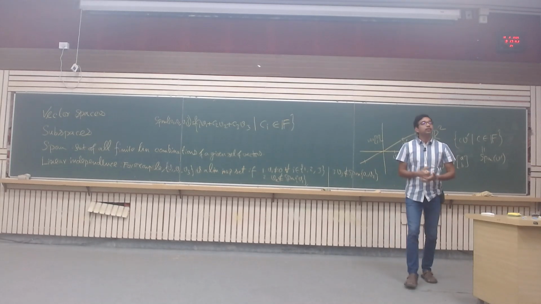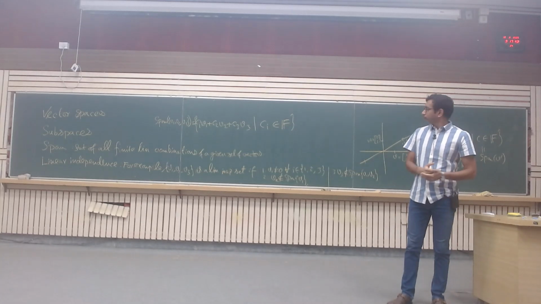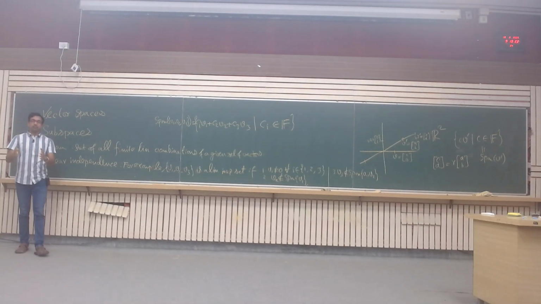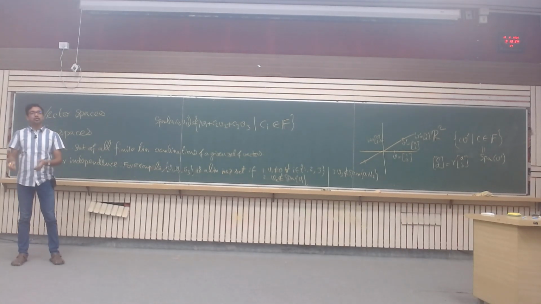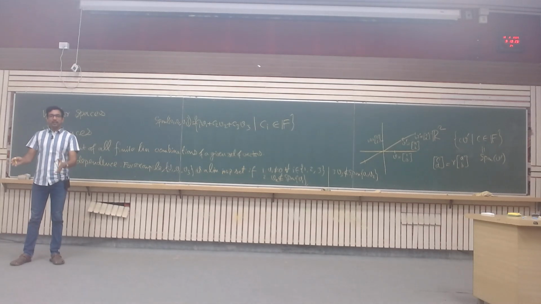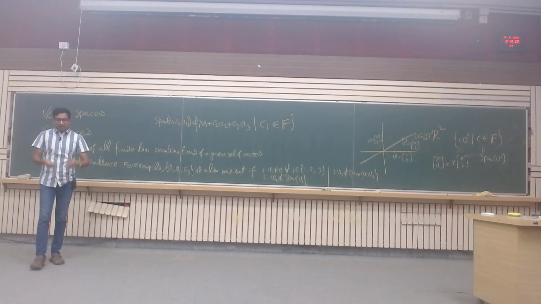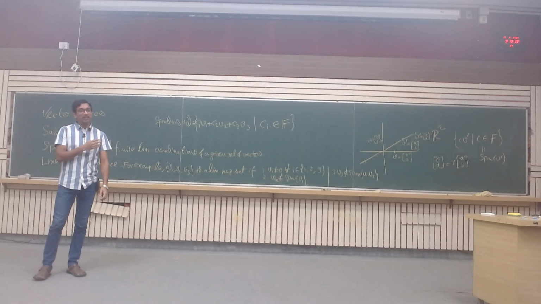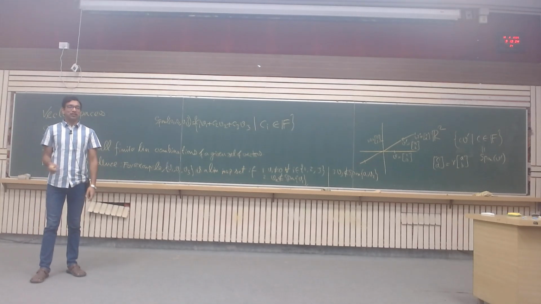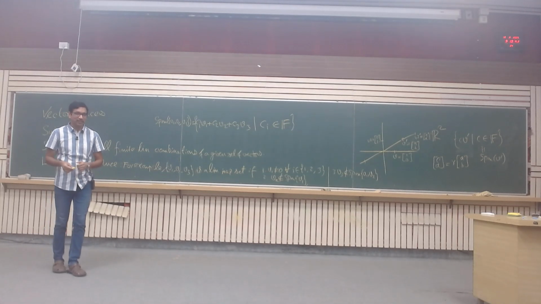Sir, what if we take infinite linear combinations? By span of a set, you will always mean that you are picking only finitely many elements at a time and taking their linear combinations. Or you can think of this like you're taking all the linear combinations, but only finitely many of them are allowed to be non-zero. Okay, finitely many coefficients are allowed to be non-zero at a time.